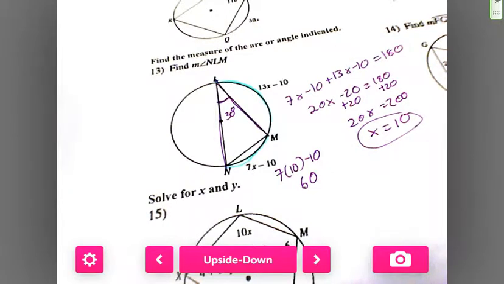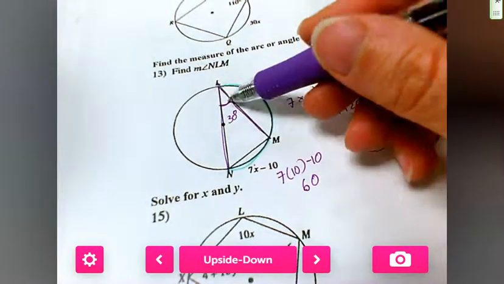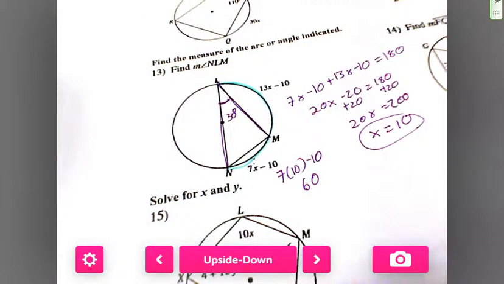So I don't think it was difficult. You had to know that those two things added up to 180 and that this was going to be half the size of the arc. But then you just had to keep going. You had to solve for x, you had to plug in x, and then you had to take half of your answer. Okay? So that's what the homework is going to be like. If you have any questions, please let me know.